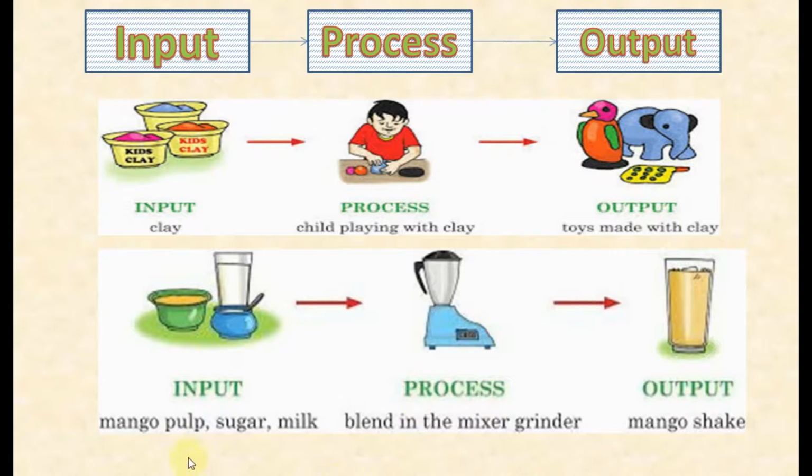The second example of IPO in our daily life is making a mango shake. Ingredients are mango pulp, sugar, and milk. These are known as input. These ingredients are getting blended in a mixer grinder. This is known as process. After blending, we get a mango shake. Here, mango shake is output. Now, we have seen the IPO model from our daily life. I hope you understood.